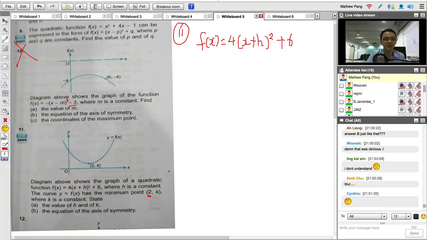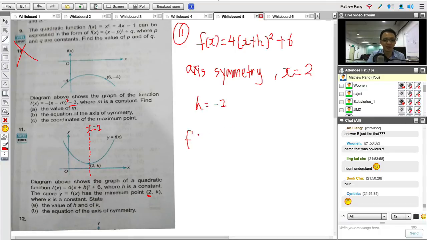Okay, so the axis of symmetry is very simple. First, I know my axis of symmetry is just x equals 2. I always follow the x value. The axis of symmetry here is called x equals 2. Okay, simple. So you can get h easily. When x equals 2, h will equal negative 2.